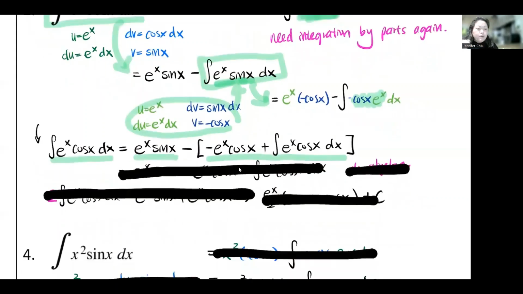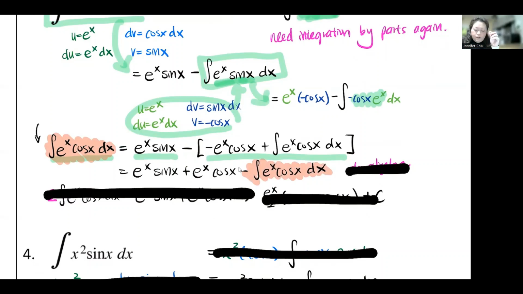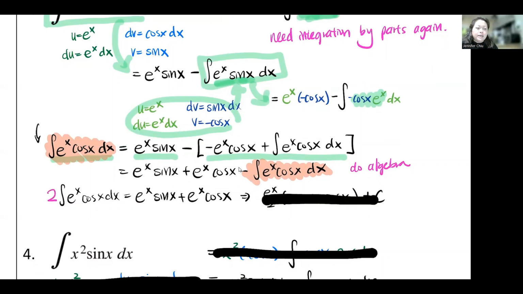And now we're going to clean up the right-hand side a little bit. We're going to say e to the x sine x plus e to the x cosine x minus the integral of e to the x cosine x dx, right? So what I want you to see is now you have algebra, because if you take a quick look, you have the integral of e to the x cosine x dx on the left, and a minus integral of e to the x cosine x dx on the right. These are exactly the same thing. So right here, the hint is to do algebra. You add this over to the left-hand side, hence creating 2 times the integral of e to the x cosine x dx equal to whatever you have left over on the right-hand side, which is e to the x sine x plus e to the x cosine x.